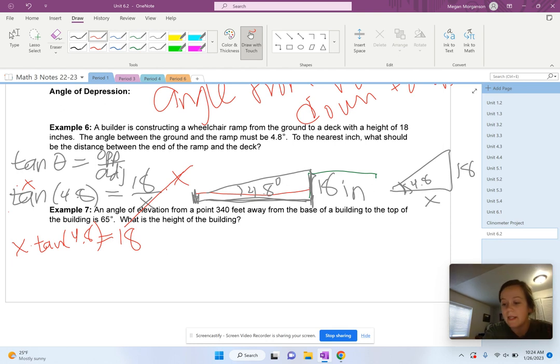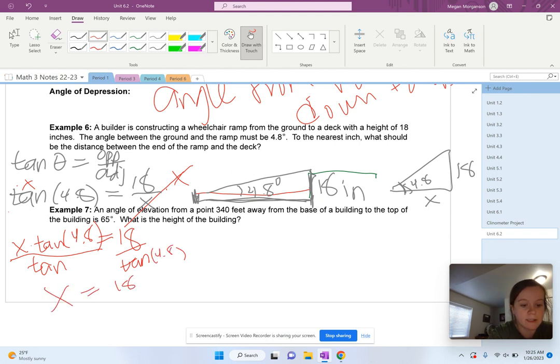Now, again, you need to get x by itself, so we're going to divide both sides by tangent of 4.8. And you're left with x equals 18 divided by the tangent of 4.8. This is just the stuff you have been doing in your practices, so you should be able to plug that in your calculator.